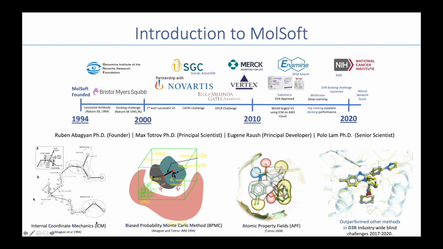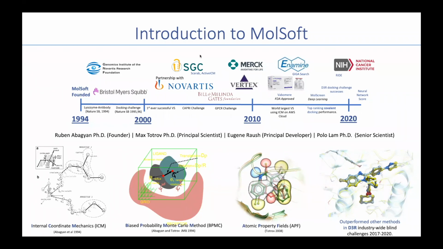There are some papers describing this method and approach that I can send you if you're interested in reading more. But basically, for our coordinate system, we use internal coordinates rather than Cartesian coordinates. We also have a biased probability Monte Carlo method for docking and modeling. We have a variety of cheminformatics tools and ligand-based screening tools as well, including atomic property fields. And over the years, we've collaborated and partnered with big pharma companies and academic institutes for development of software and the use of our software for drug design.